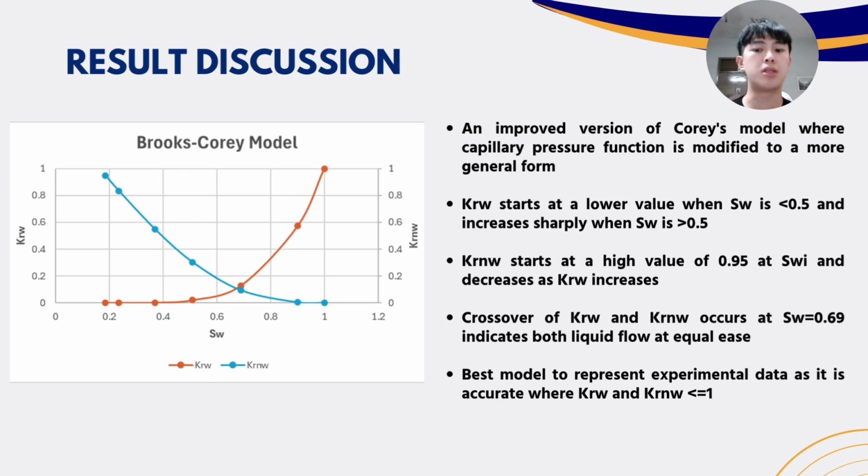The same crossover is observed at water saturation equal to 0.69, which indicates both liquids flow with equal ease. Out of the three models, this is the best model to represent the experimental data as it is the most accurate because KRW and KRNW are less than or equal to 1.